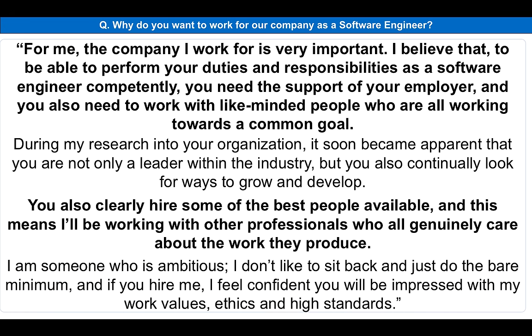I am someone who is ambitious, I don't like to sit back and just do the bare minimum. And if you hire me, I feel confident you will be impressed with my work values, my ethics, and my high standards. That's a great answer.